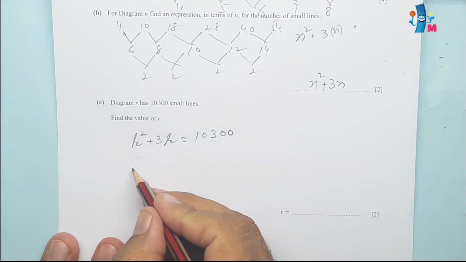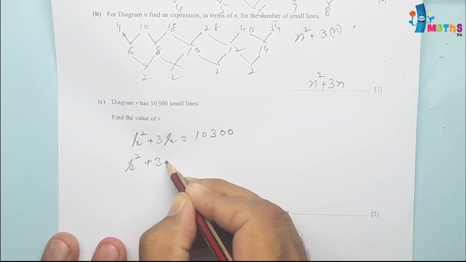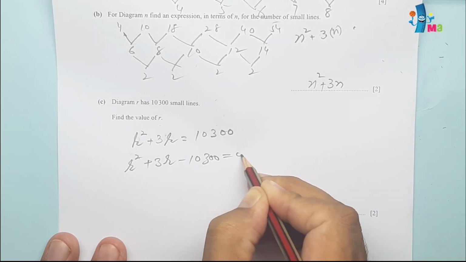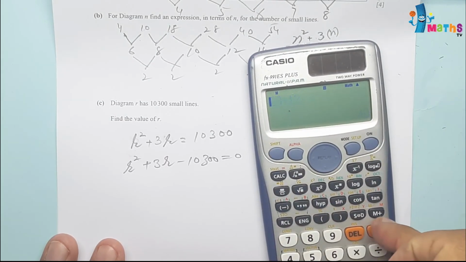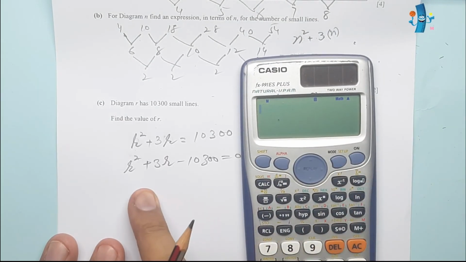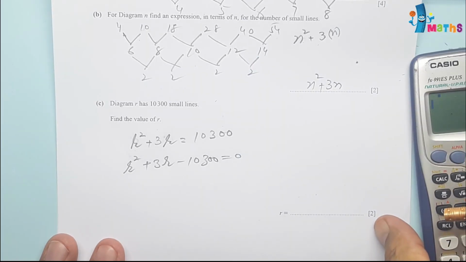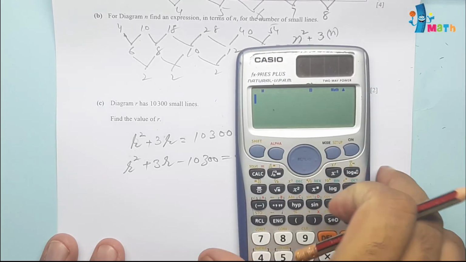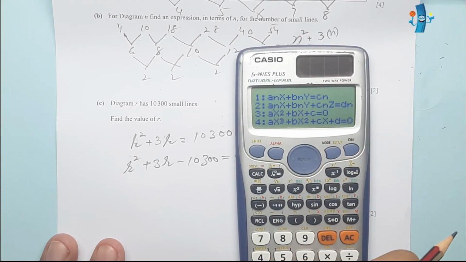So we can now form the quadratic equation. We will be shifting this, so minus 10300 is equal to 0. Now we can use the calculator mode to solve this, because this is only a 2 marks question. We are not supposed to provide the complete working. We are going with mode 5 and 3.